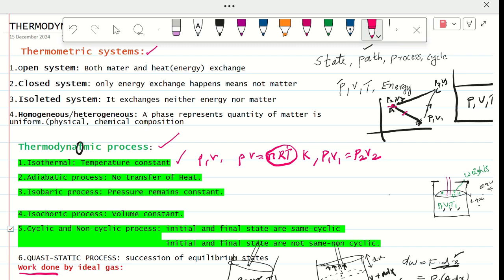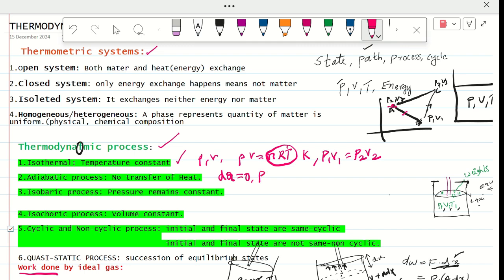Adiabatic process: no transfer of heat between the system and surroundings. Like in the second law, you'll understand this. Generally, most processes are adiabatic only. In our surroundings, the processes, transformation of heat and everything, are mostly examples of adiabatic. So between system and surroundings no transfer of heat energy takes place, meaning dq = 0 here. According to the first law, I will explain the first law of thermodynamics later. So in the adiabatic process, dq = 0.